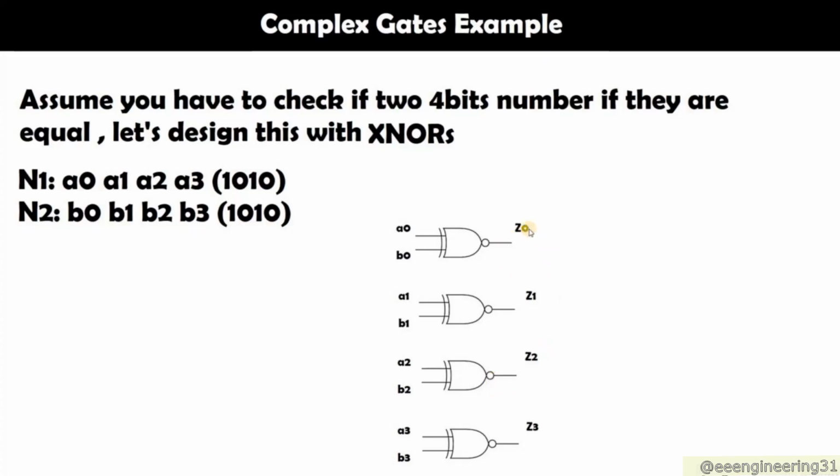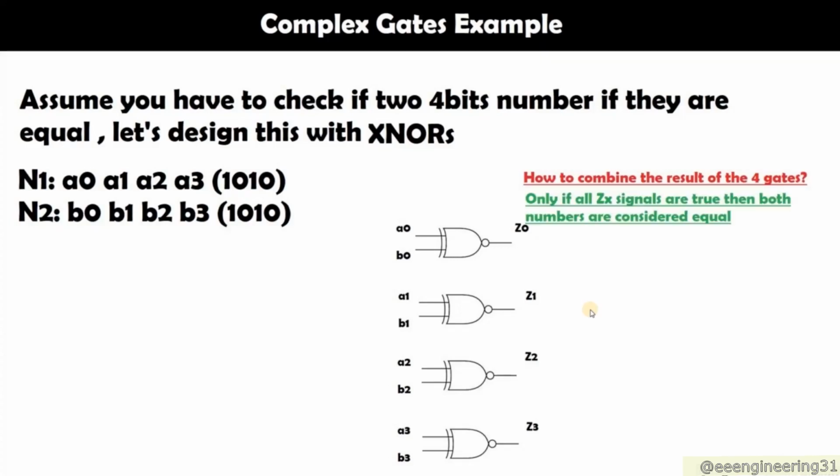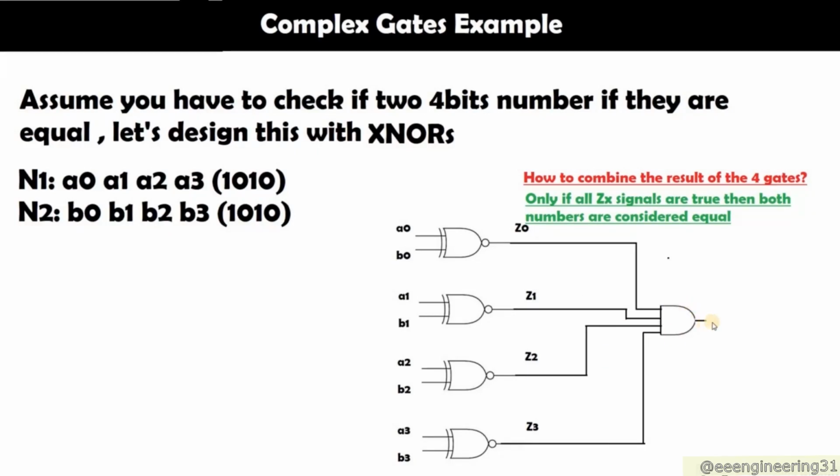If those 4 results, all of them have shot 1, meaning yes, these two are similar, and these two, and these two, and these two, well, then I should be getting an output. So how can I combine a result if all of them together are shooting 1? Well, I need an AND gate. So to combine this result, I'm gonna need an AND gate like that. And here is my output. So this is how I could compare two numbers. I need 4 XNOR gates and 1 AND gate.